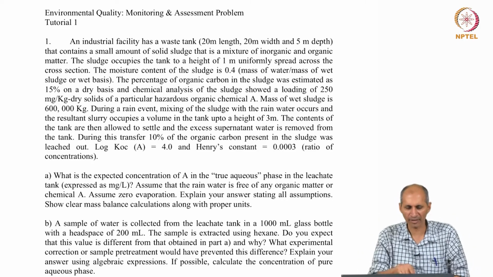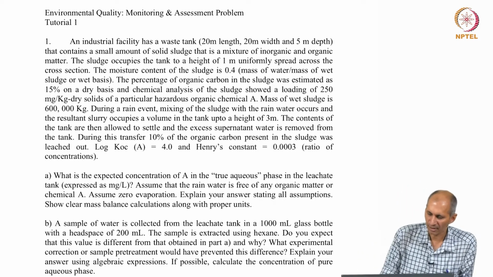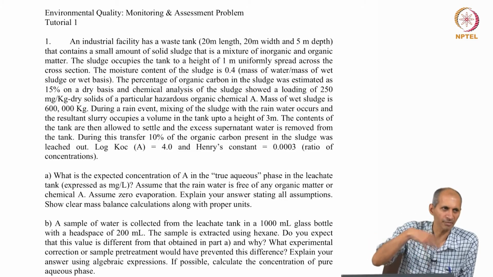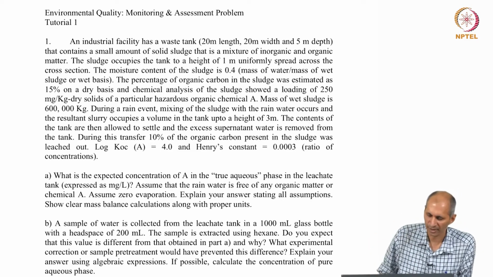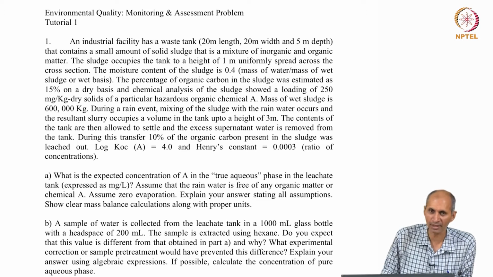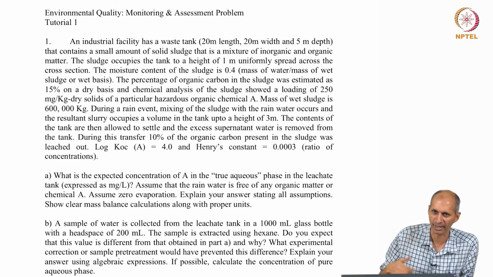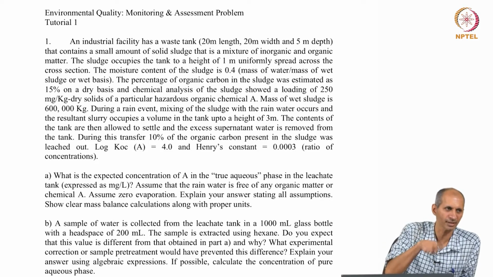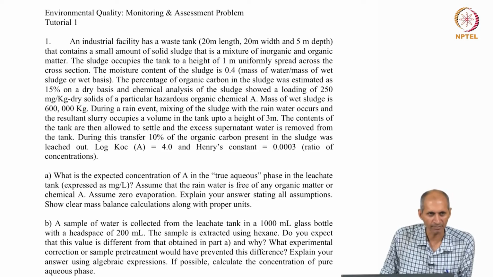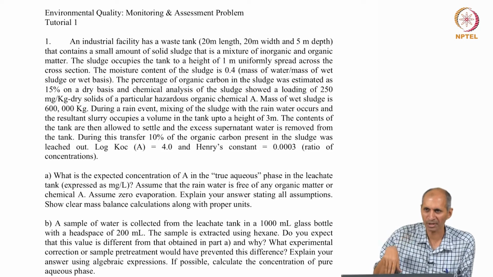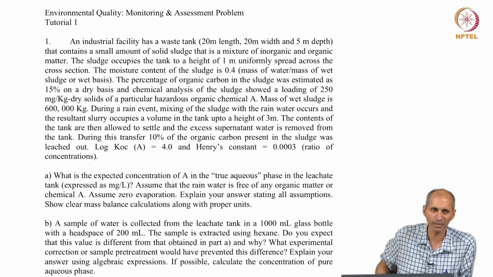Now, what I have given is that during a rain event, when rain falls into this tank, it mixes and becomes a slurry, a suspension, with the addition of rainwater. The overall resultant slurry occupies 3 meters. Originally it was 1 meter and now 3 meters, so 2 meters of height is extra water that is added. It is like adding water and stirring it up, and the contents are then allowed to settle again. So, in the process of this mixing, what do you expect is happening?